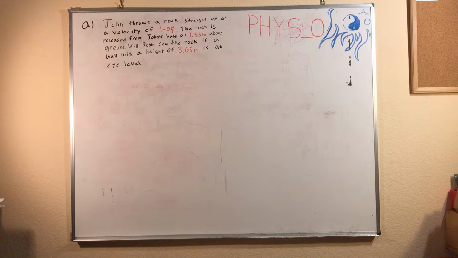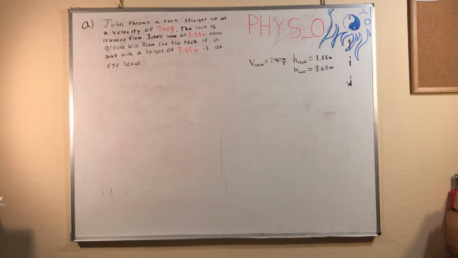Let's start with writing our variables. So the velocity is given. The velocity for the rock equals 7.40 meters per second. The starting height of the rock is also given. The rock is initially thrown at 1.55 meters high. And the final height of the rock is given as well, with the wall being a constant 3.65 meters high. The minimum height the rock basically needs to travel for Robin to see it.